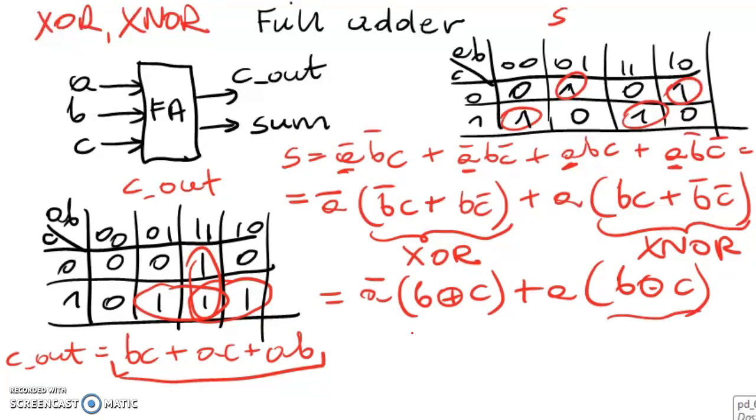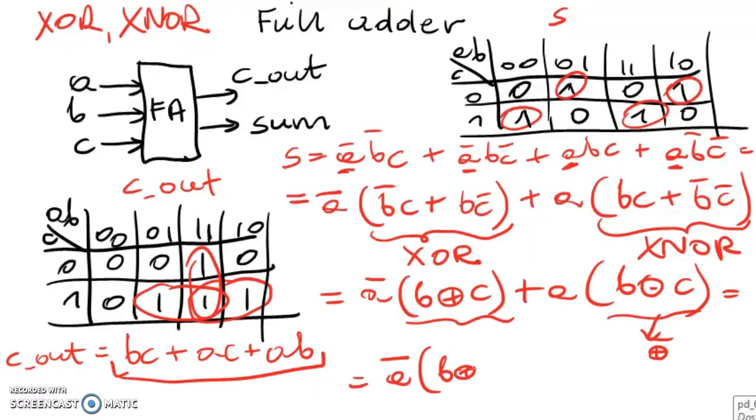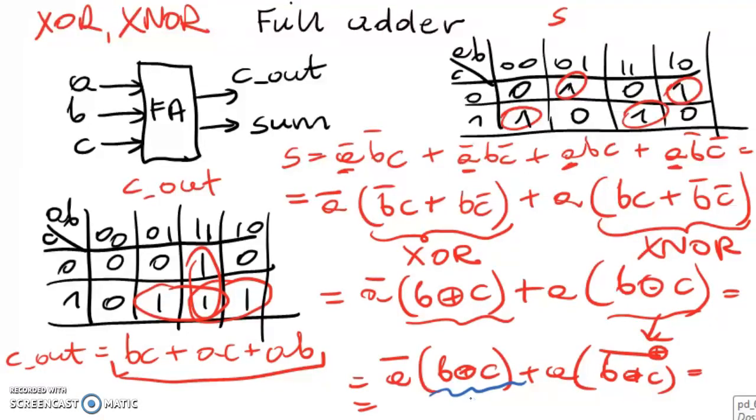And for two variables, you know that this is inverted XOR. So now you can express it as not A, B XOR C plus A, B XOR C inverted. And then you can see that this one is, let's say, X. This one is not X. Okay, I can denote it in this way. So now you've got something like this.